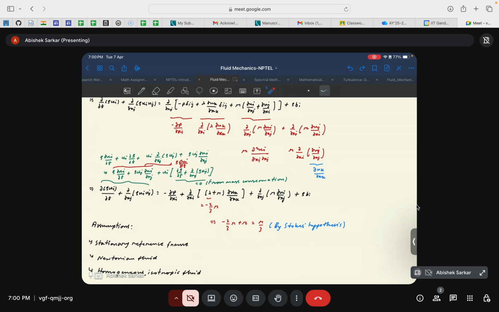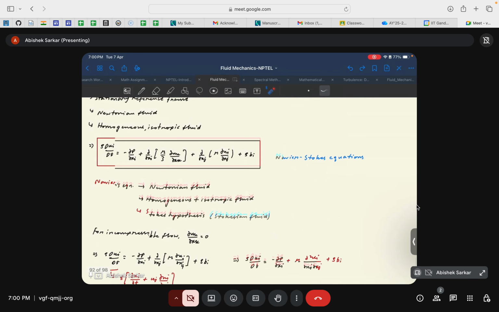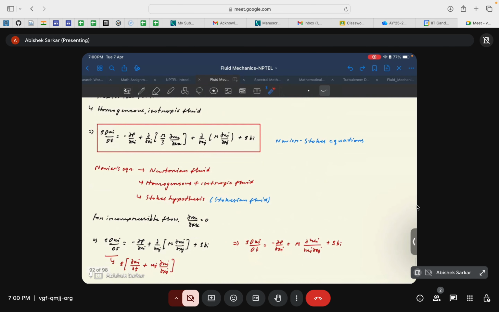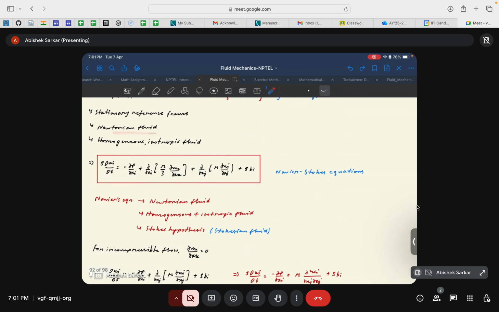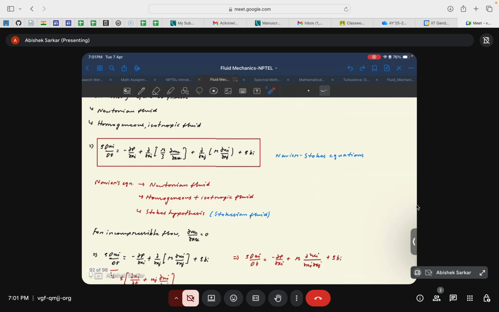Once you do that, the equation that you get is the Navier-Stokes equation for a generalized case. We consider the fluid to be homogeneous and isotropic, the fluid to be Newtonian, impose the Stokes hypothesis, and consider a stationary reference frame. Once you do it, this is the final form of the Navier-Stokes equation.